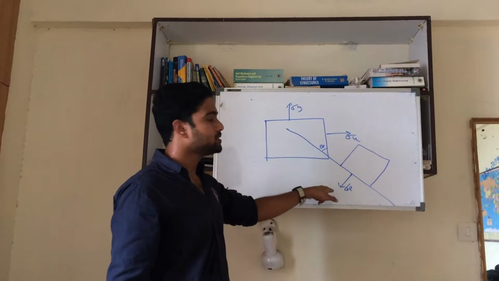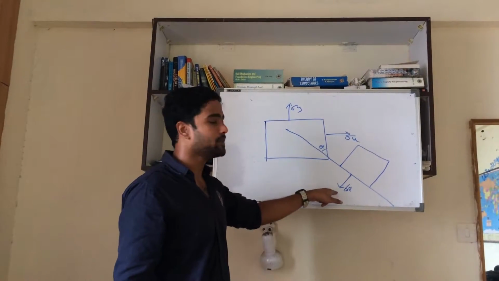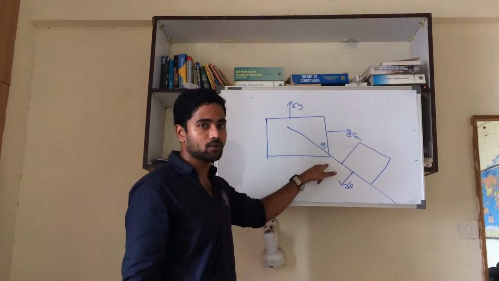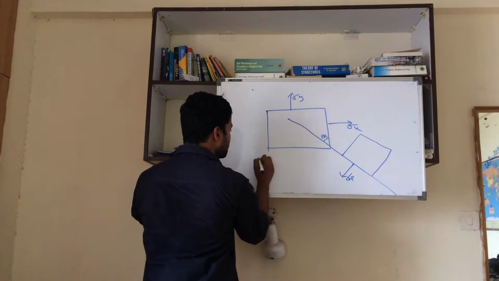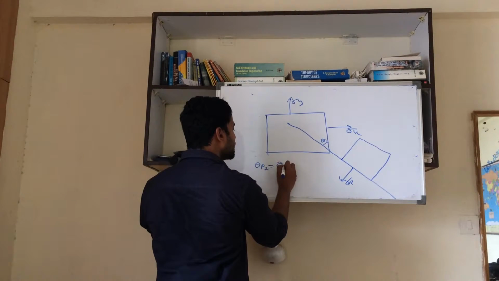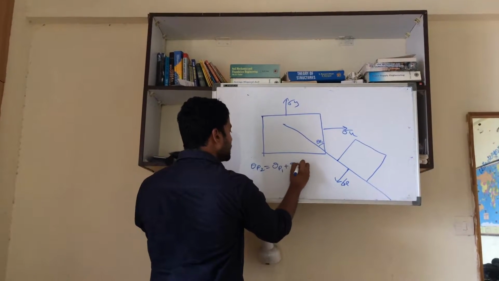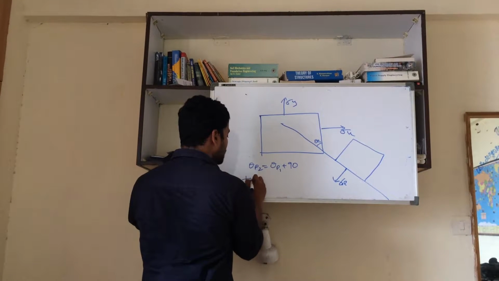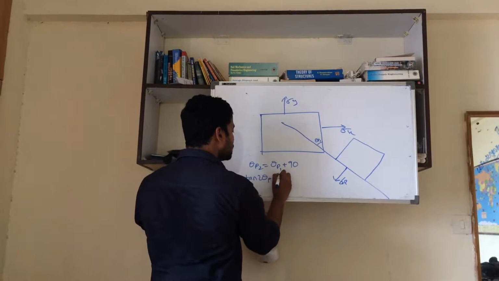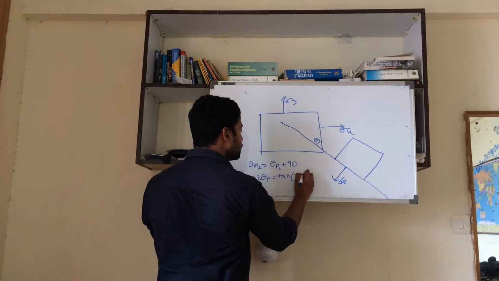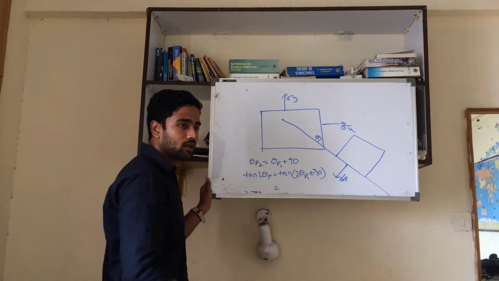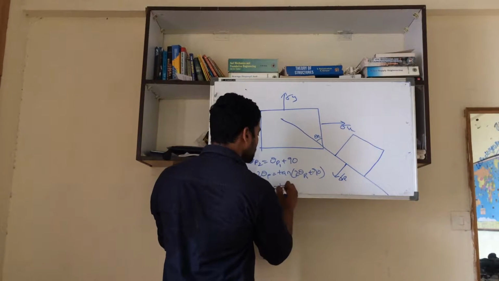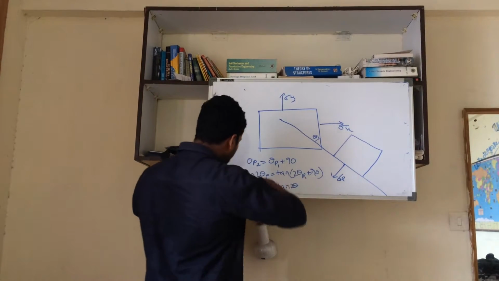For theta p, sigma p is maximum, and tau would be equal to 0. If I take this as theta p1, then theta p2 is equal to theta p1 plus 90 degrees. Tan 2 theta p2 would be equal to tan of 2 theta p1 plus 180 degrees, which would be equal to tan 2 theta.